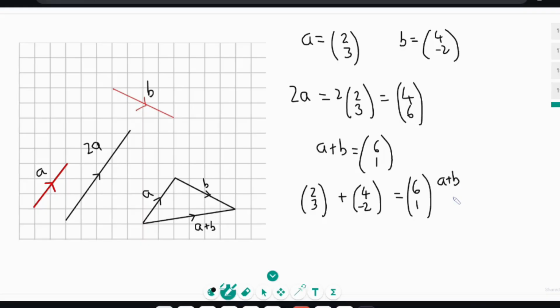Okay, similarly, you can use that to subtract vectors, but let's just have a look as well. If A is (2, 3), what would minus A look like? So minus A is just a vector in the opposite direction. A is (2, 3), but if you look at negative A, it is (-2, -3).